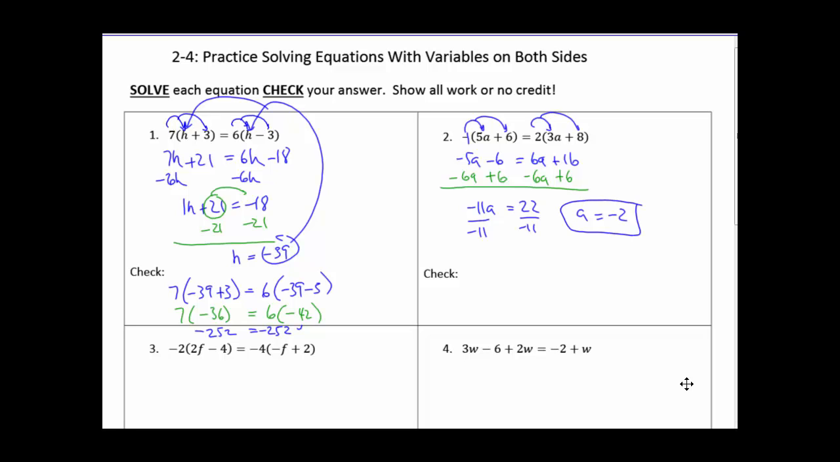Let's plug it back in and check. We should get the opposite of 5 times negative 2 plus 6, and that should be equal to 2 times 3 times negative 2 plus 8. So we get the opposite of negative 10 plus 6, which would be negative 4 inside. So the answer is 4. And we get 2 times, this is negative 6 plus 8. So 2 times 2, which is 4. So that checks out.